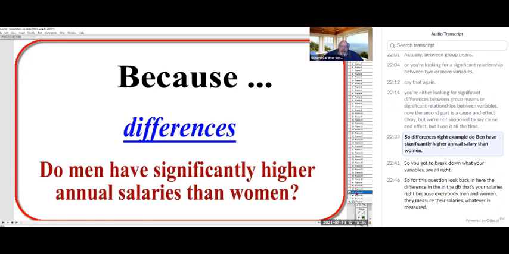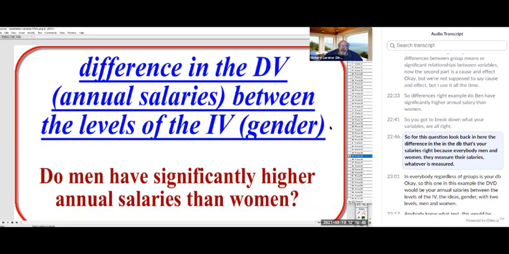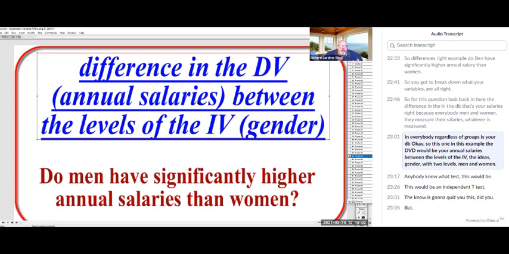So differences, right? Example, do men have significantly higher annual salaries than women? So you got to break down what your variables are, right? So for this question, the difference in the DV, that's your salaries, right? Because everybody, men and women, they measure their salaries. Whatever's measured in everybody, regardless of groups, is your DV, okay? So in this example, the DV would be your annual salaries between the levels of the IV. The IV is gender with 2 levels, men and women.